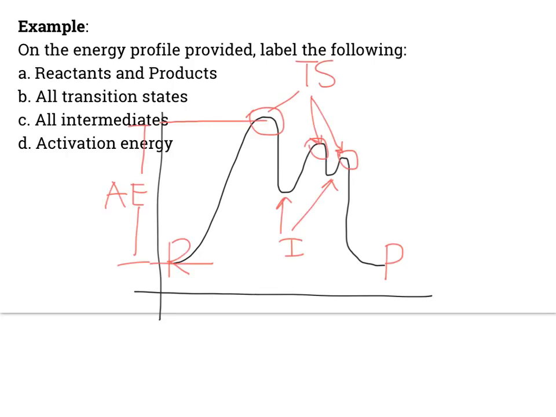All right, so reactants, products, 3 transition states, 2 intermediates. Sometimes they'll actually give you the equation of them. This time we don't. You're just labeling where they would be. And our activation energy. And that at least gives you an idea of what energy profiles look like. Our next video will talk more about reaction mechanisms, but this gives you kind of the final bit of information that you can see from energy profiles.